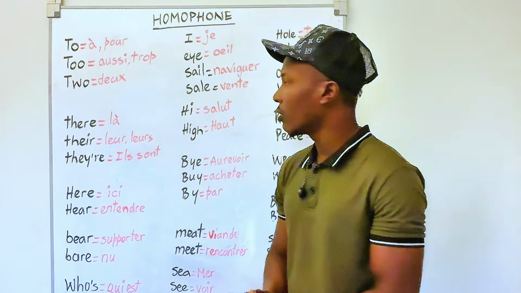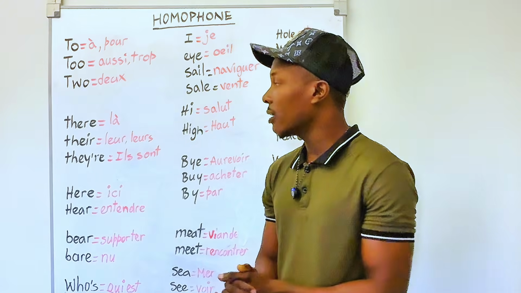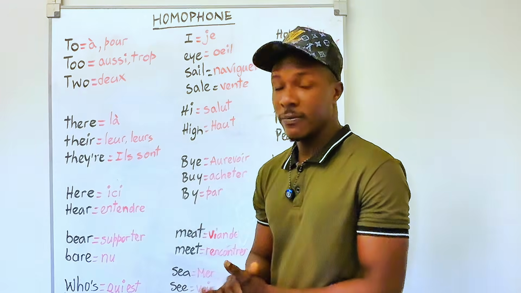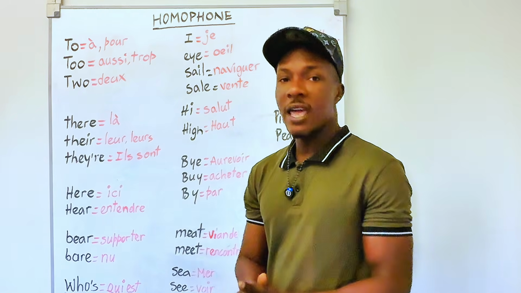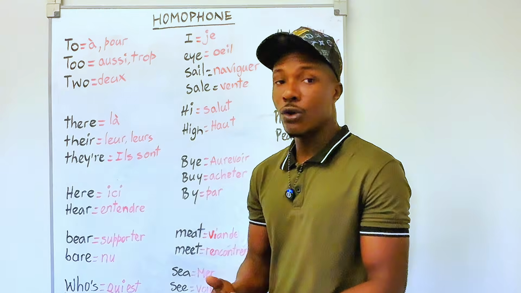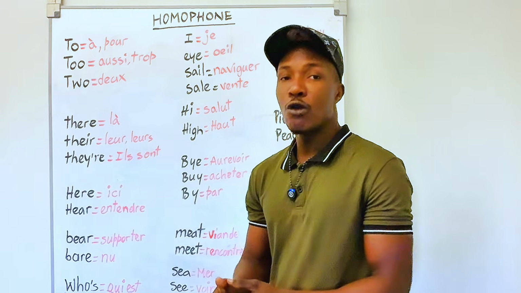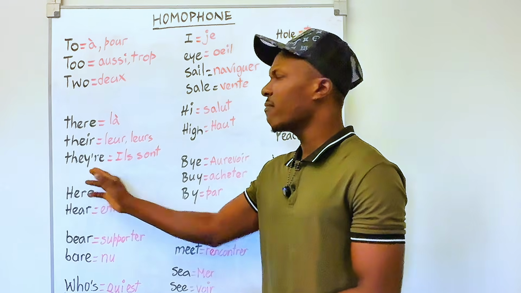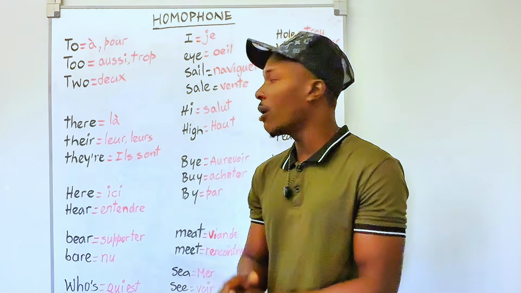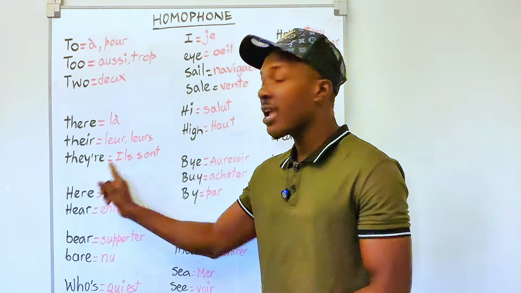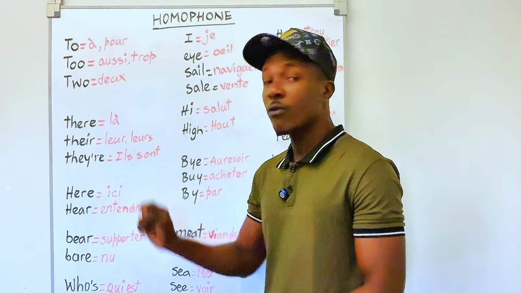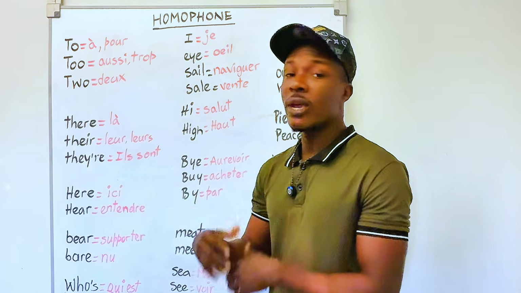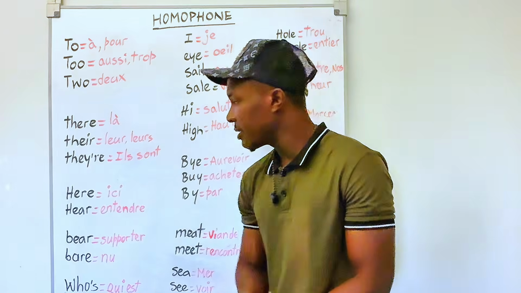There. Cool. And we have another one in English, T-H-E-I-R, which means leur. Okay? What are their names? Quels sont leurs noms? Their parents. Leurs parents. Okay? Their parents. And we also have "they're," the contracted form of they are. Ils sont ou elles sont au pluriel. Okay, so let's continue here.